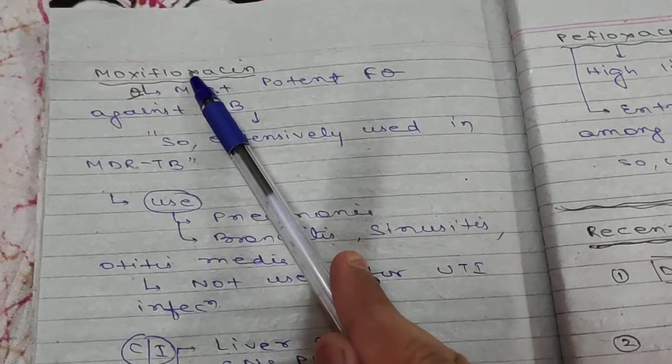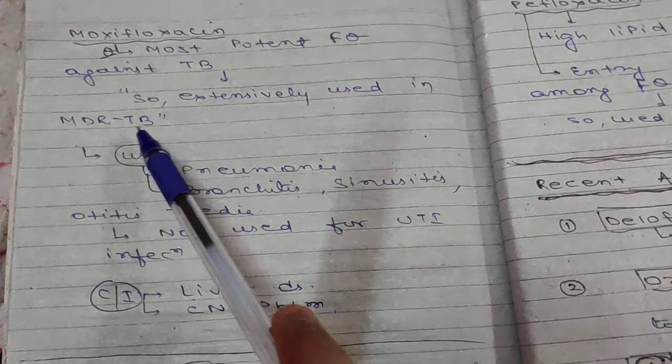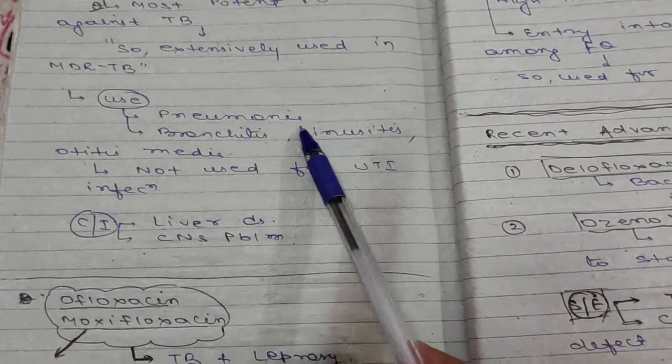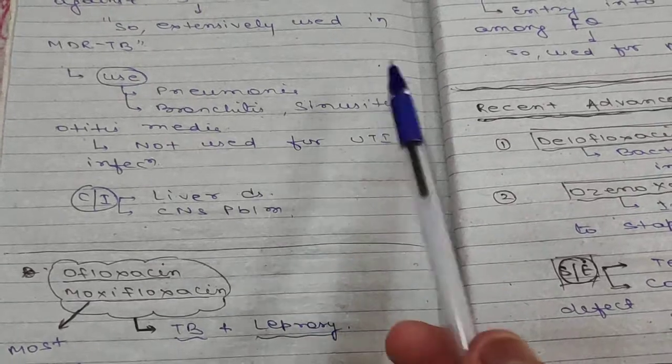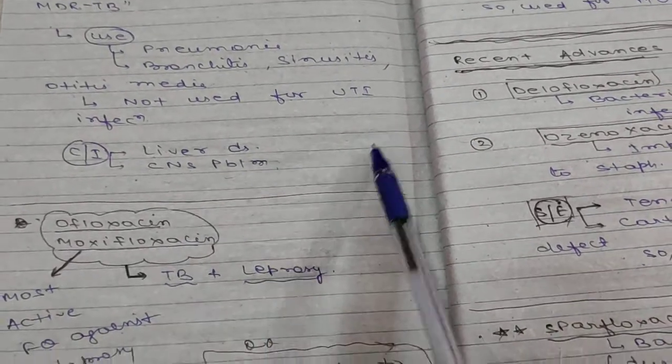Now the next is moxifloxacin. This is the most potent fluoroquinolone against TB, so it is extensively used in MDR TB. This is the most important question. Moxifloxacin is used in pneumonia, bronchitis, sinusitis, otitis media. It is not used for UTI, and the contraindications are liver disease and CNS problems.